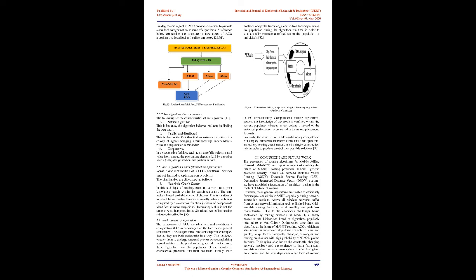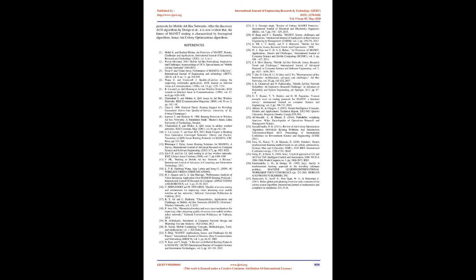2.8.2 Ant algorithm characteristics. The following are the characteristics of the ant algorithm. [31] 1. Natural algorithm. This is because the algorithm behaves like real ants in finding the best paths. 2. Parallel and distributed. This is due to the fact that it demonstrates a colony of agents foraging simultaneously and independently, without a superior or commander. 3. Cooperative. In a cooperative fashion, each agent carefully selects a trail value from among the pheromone deposits laid by the other agents, the ants, on that particular path.